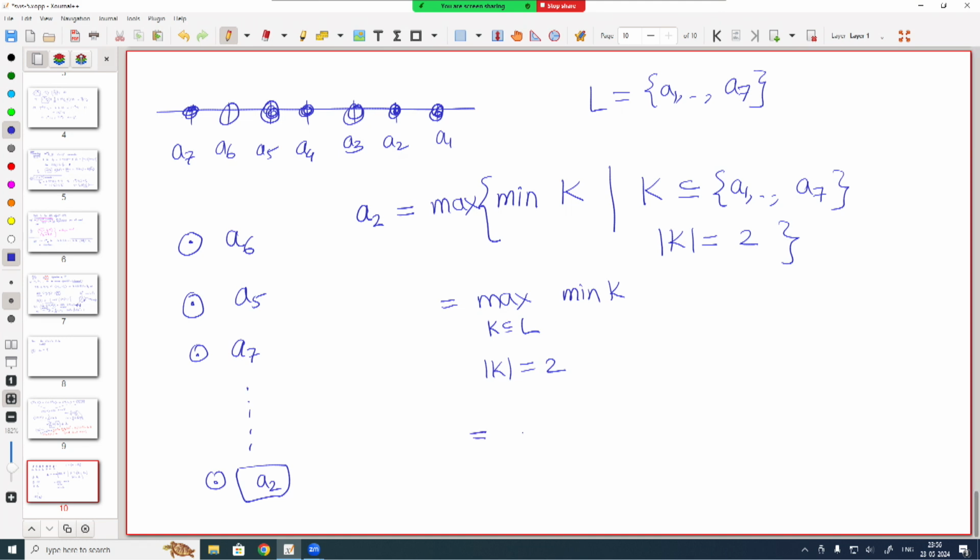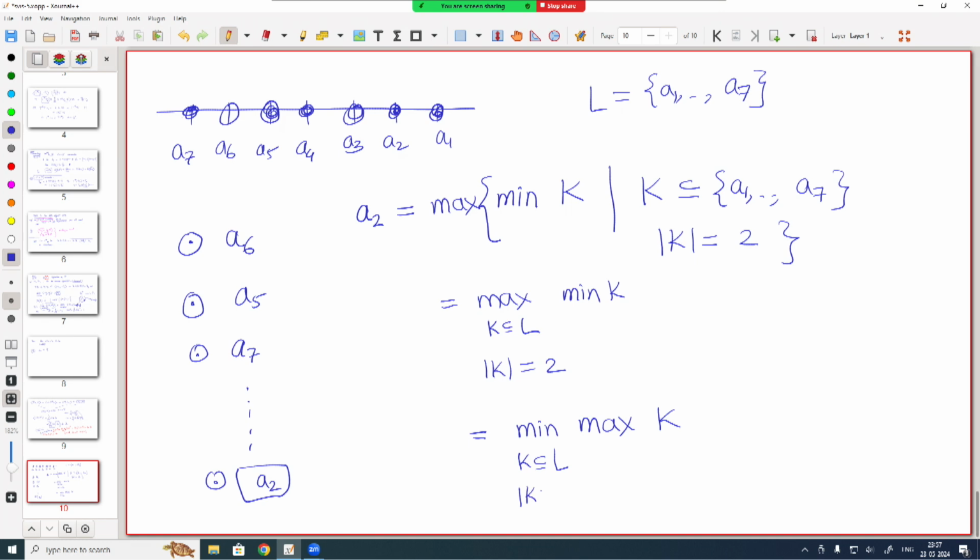Now, let me ask you a question. Now that you know the idea, can you also get it as min max? No, I want A2 again. I want to realize A2 itself as min of max. I claim it is min max over k, where k varies over subsets. You have to complete the sentence. Cardinality 6.